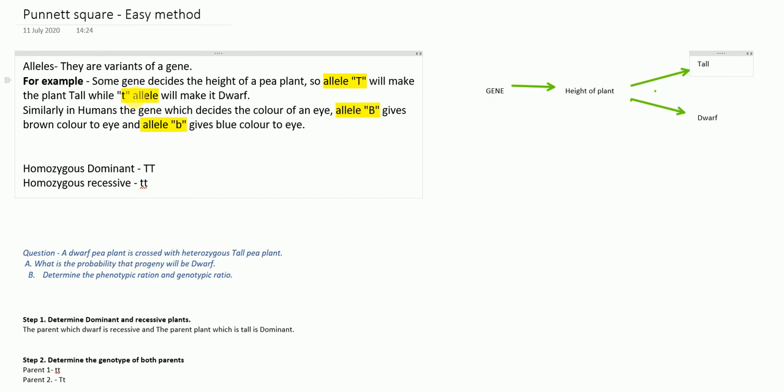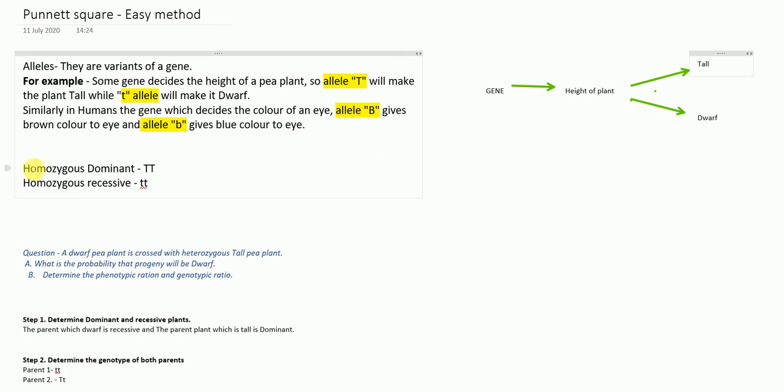Similarly, in the human eye, if we need to have a brown eye, we can have two copies of capital B, or even a single copy of capital B is enough for a brown eye. For a person to have blue eyes, they need to have two copies of small b. So, dominant alleles show their effect even if they're having a single copy, while recessive alleles show their effect only when they're having two copies of the recessive allele.